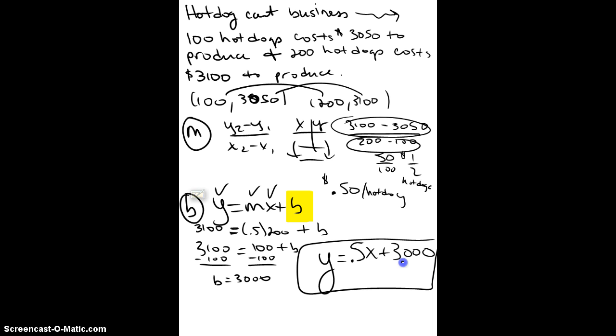I could ask you questions like how much would it cost if they make 1,000 hot dogs? You could put 1,000 in there and then multiply, get 500, and add to get the total cost. Or I could say, if they have $10,000 to invest in their business, how many hot dogs could they produce? So you could put $10,000 in for the output, then you could figure out the input, the number of hot dogs.